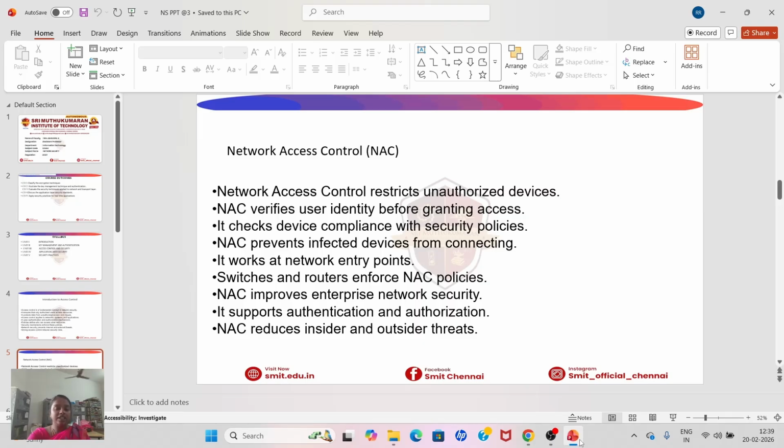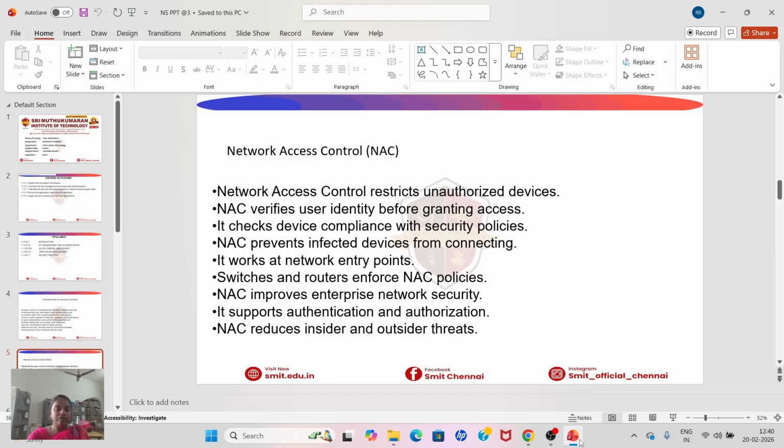See how network access control works. It has four steps. The device attempts to connect to the network. The authentication server verifies credentials. The system checks device security compliance. Access is granted, restricted, or denied.